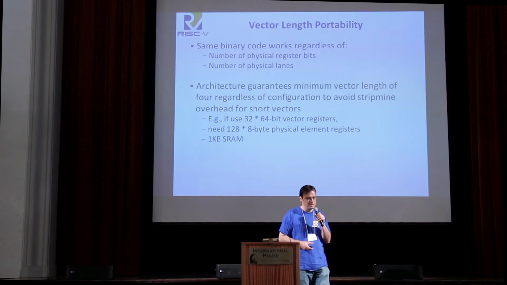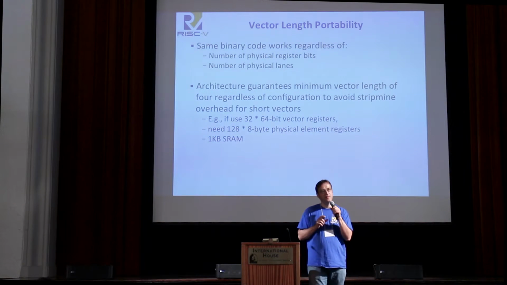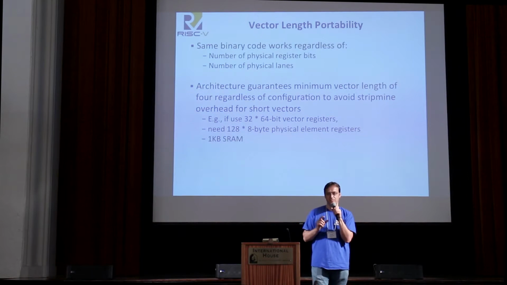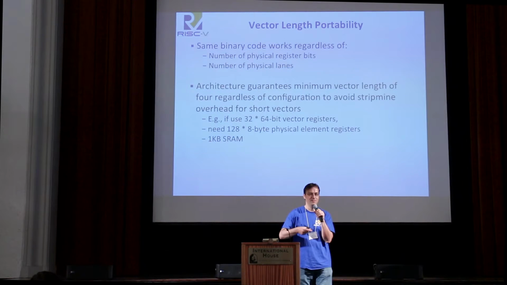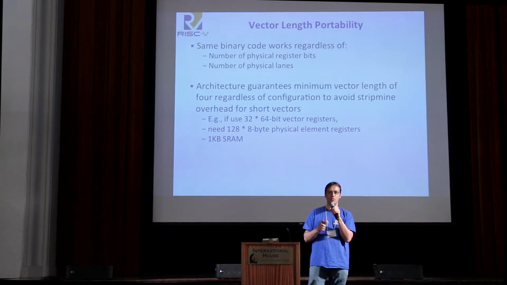Now, one detail we have to handle: if you went all the way down to a vector length of 1, then even for small vectors you'd have to do some strip mining, maybe only doing 1 at a time. So we have a minimum of 4.